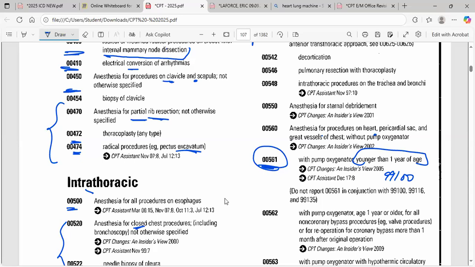Next, we have a code 00562. When the procedure is performed with the pump oxygenator and the patient is 1 year or older, and all non-coronary bypass procedures. If it is a coronary bypass, we have to use a different code. If it is a non-coronary bypass procedure, such as valve procedures, in that case, we have to use 00562.